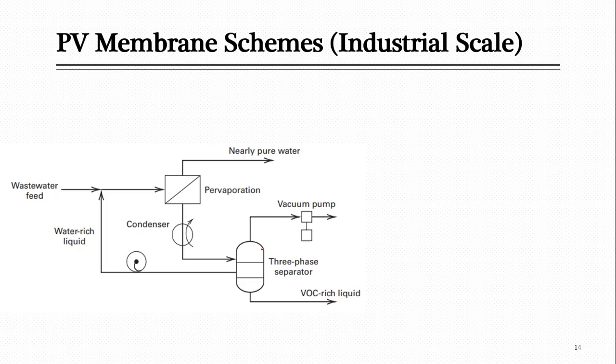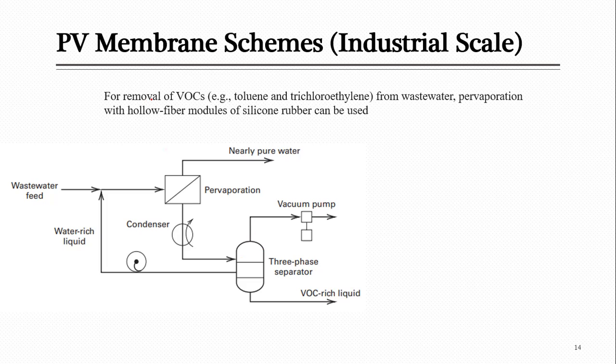Another usage here is, for example, the removal of VOCs. VOCs are volatile organic chemicals, for example toluene and trichloroethylene, benzene, xylene. A lot of these are considered under the category of volatile organic chemicals, because they are usually volatile even at low temperatures like room temperature. From wastewater, pervaporation with a hollow fiber module of silicon rubber.